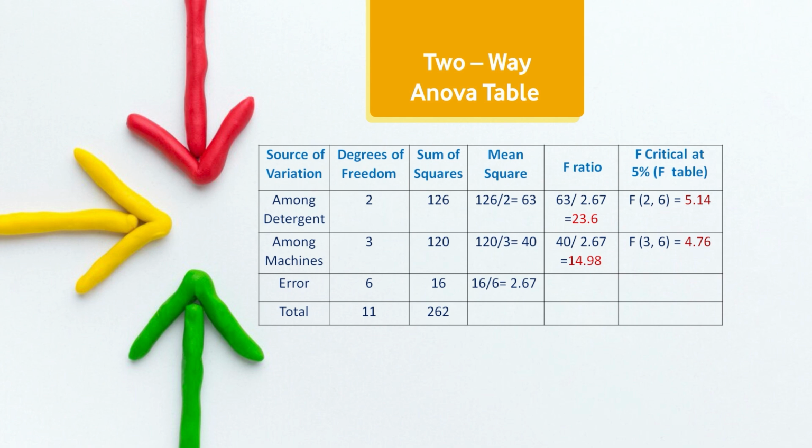Now we can compare the two hypotheses and decide whether there is a difference in the machines or a difference in the detergents. This is the F table, where we can get the cutoff values corresponding to the degrees of freedom for the numerator and the denominator. The first row gives the degrees of freedom for the numerator, and the first column gives the degrees of freedom for the denominator. And then we look at the corresponding value.